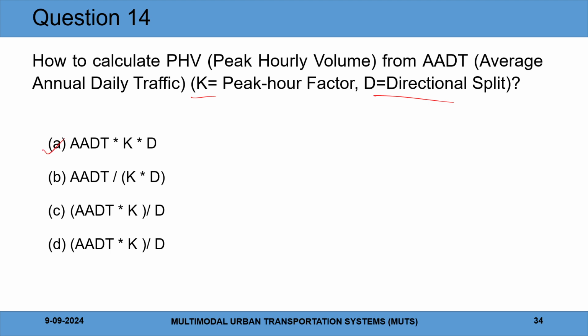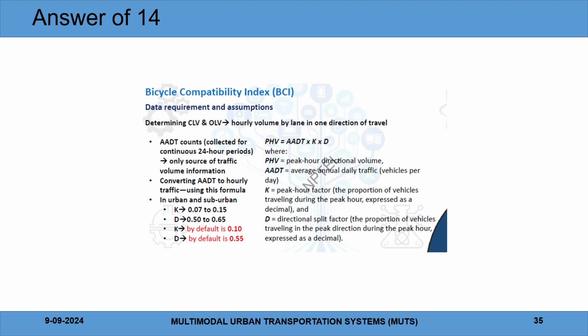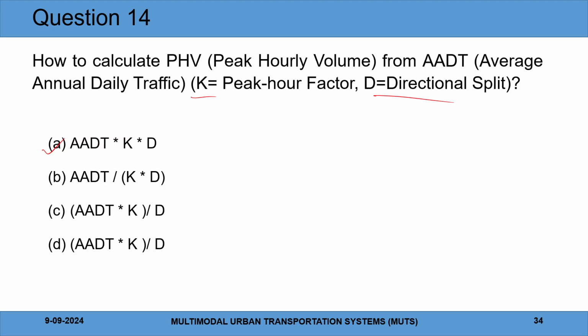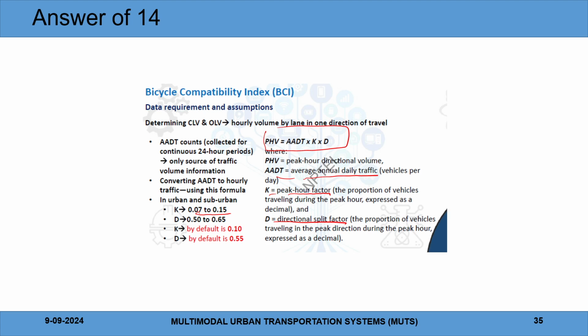ADT into K into D, right? So the peak hour value is this ADT, the average annual daily traffic, K, that is the peak hour factor, which is generally between 0.07 to 0.15, and D is the directional split. So the first one will be the correct answer.